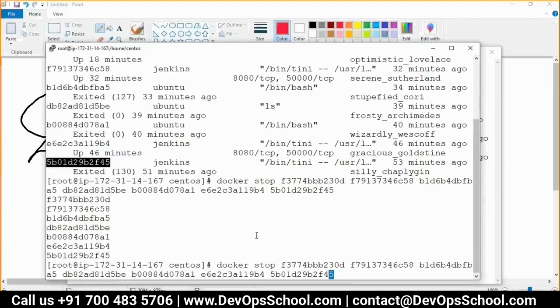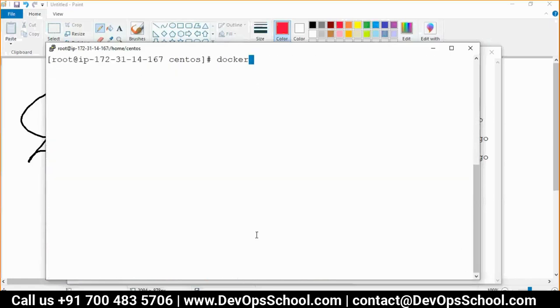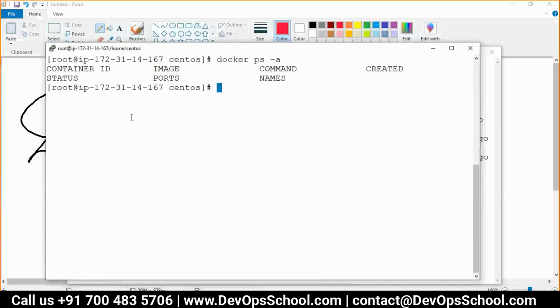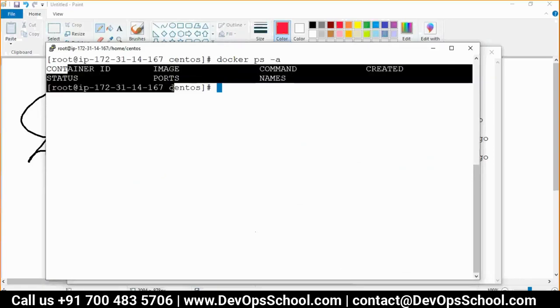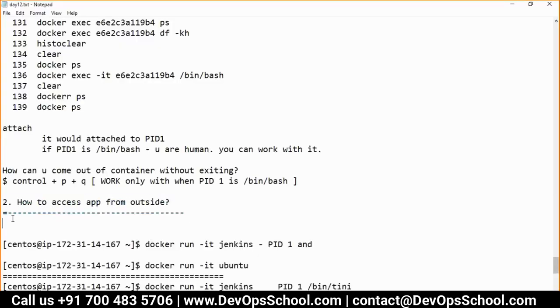And removing it. Done. Docker ps. See here, there are no containers right now. Okay, so now what to do? How to access the container from outside? What do you have to do?